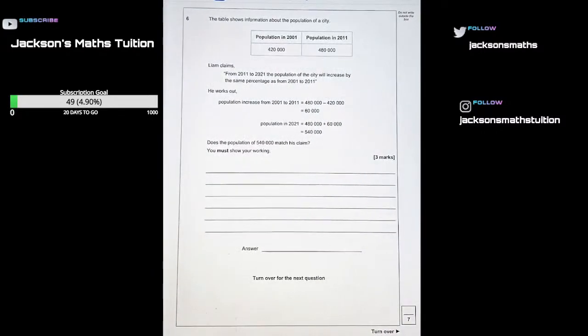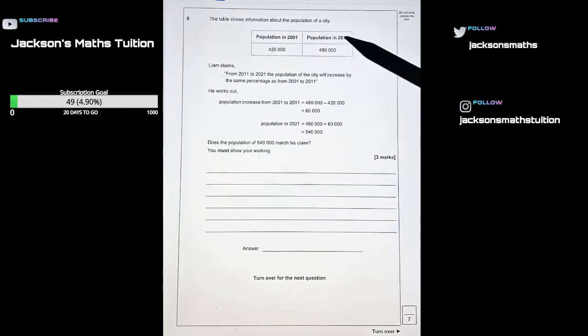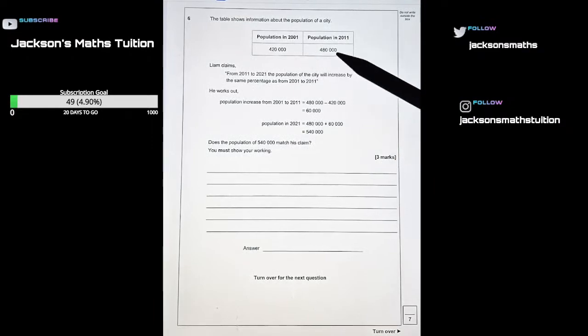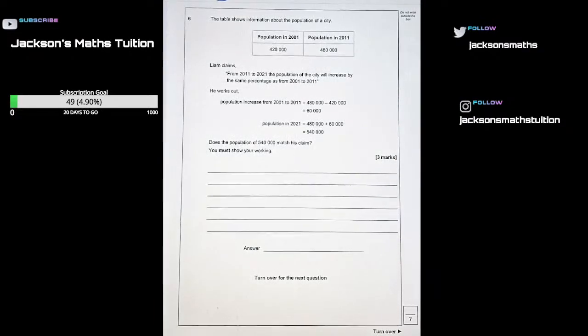Question 6, this is a crossover question. We did this one on the foundation paper last Sunday. So the table shows information about the population of a city. From 2001 to 2011, the population went from 420,000 to 480,000.